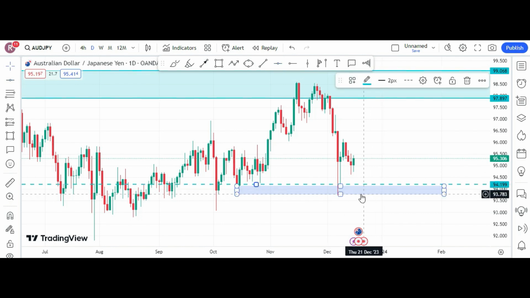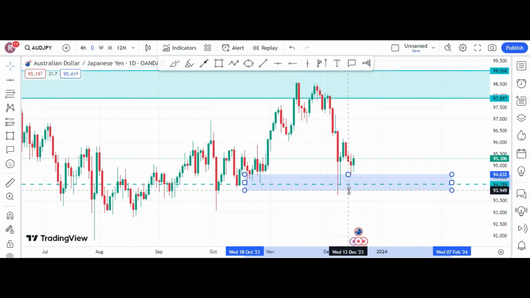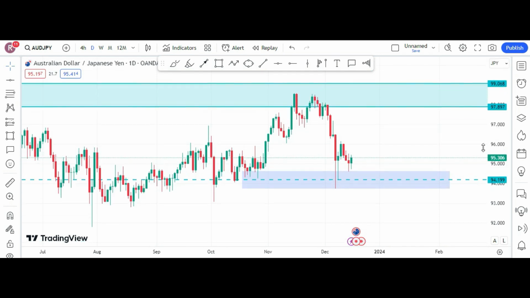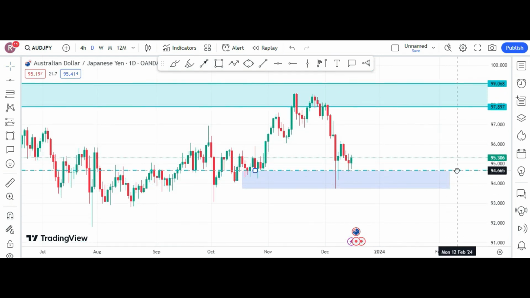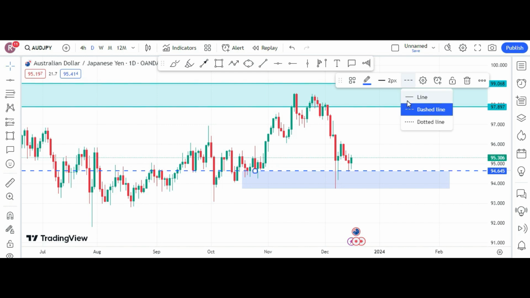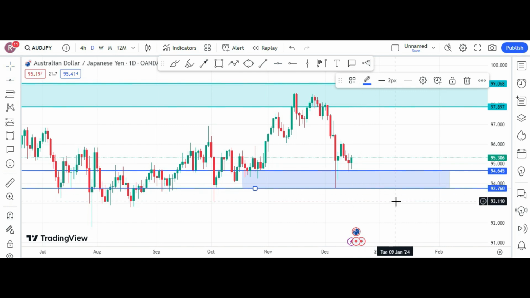Okay, hold on guys, I think I made a mistake. The daily has been created from here. This is the daily range we have, so we need to mark these lines properly. This should be blue, and okay, this is the thing that happened here.